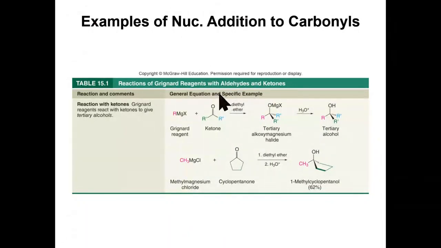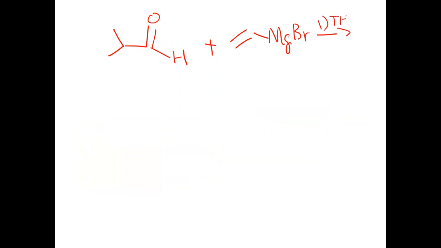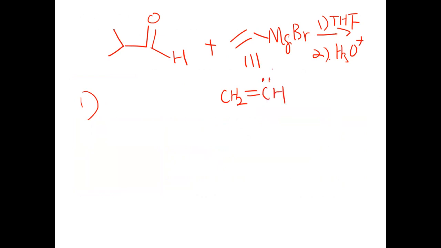And look at another example. Again, first step THF, second step acid, okay? What happens in the first step is that we can consider this guy as a vinyl anion plus magnesium Br plus. This is just a counter ion, okay? Forget about it. It doesn't really play an active role in the reaction.